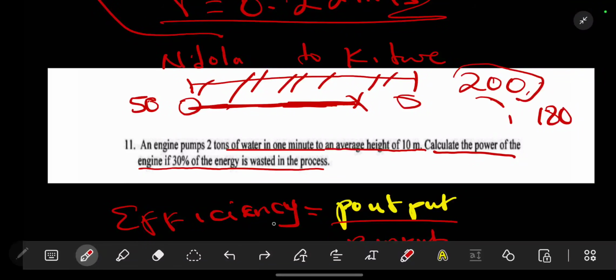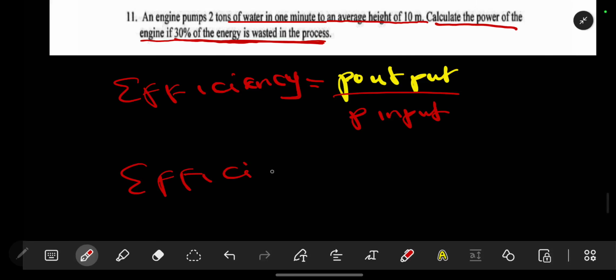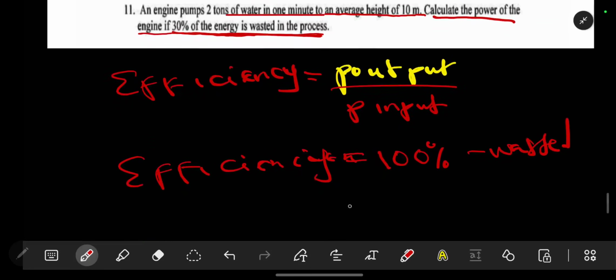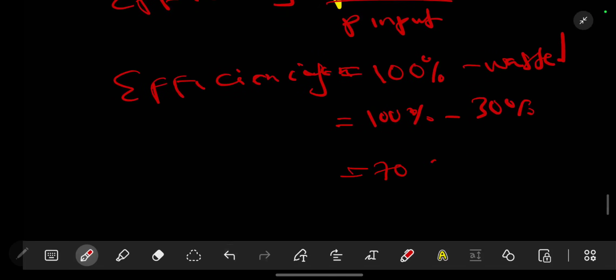If 30% of the energy was wasted, meaning it was lost, then the efficiency in this case, we know that a percentage is out of 100. So the efficiency will be equal to 100% minus the wasted 30%, like that. So this gives us 70%. So this would be our efficiency.